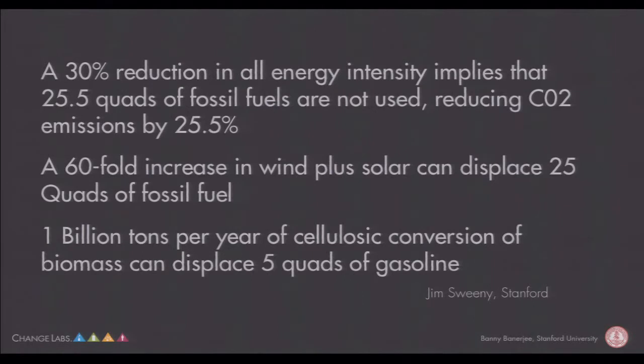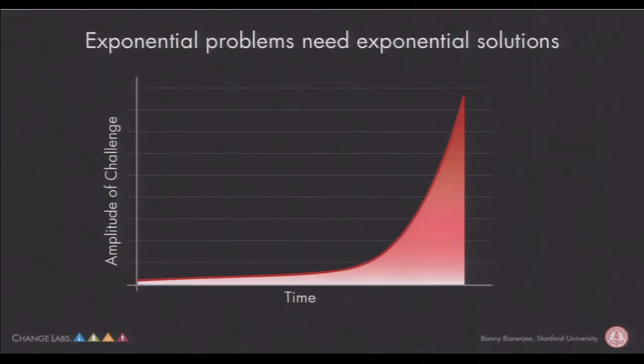And that is actually not equivalent, 1 billion tons per year of cellulosic conversion just gives us 5 quads. So this kind of gives us a sense of the scale, the magnitude of the challenges that we are facing, and just how flat-footed we find ourselves.